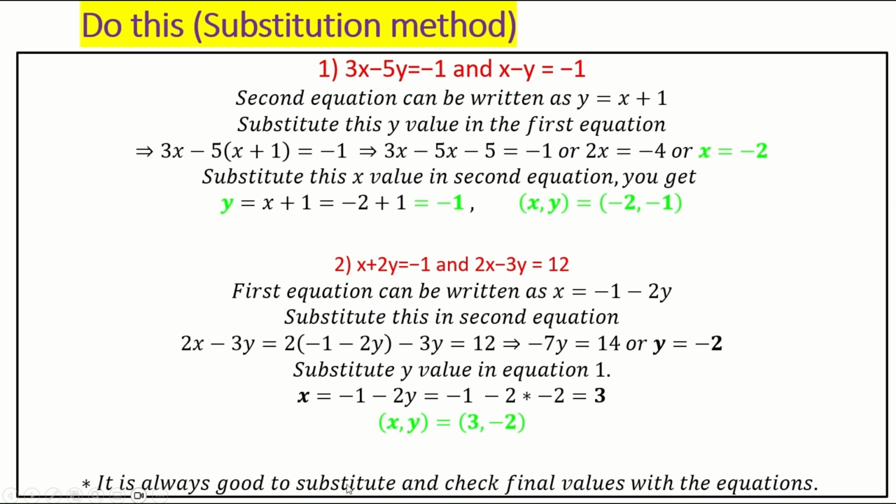One thing is, it's always good to substitute and check final values with the equations. Okay. Let's do this 3 comma minus 2. So 3, 2 into minus 2 is minus 4. So 3 plus minus 4 is minus 1. Satisfying. 3 into 2, 6. Minus 2 into minus 3, 6. So 6 plus 6 is 12. Satisfying. Okay. So you should cross check it. In case you do some mistake, you will know it, which you can correct it.